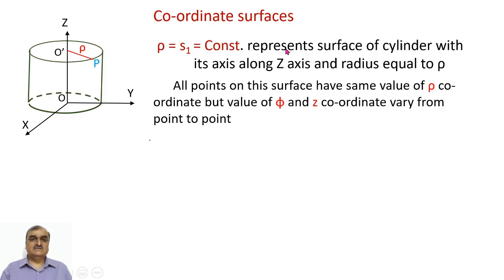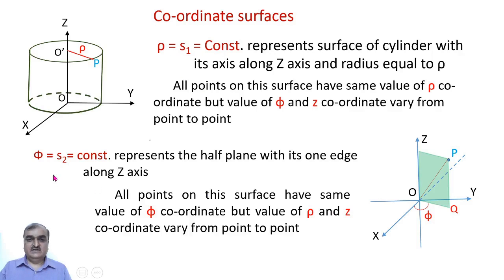Therefore, rho constant represents the surface of a cylinder with its axis along the z axis, and the radius of the cylinder is rho. The radius of the cylinder is the distance of point P from the z axis. All points on this surface have the same value of the rho coordinate, but the values of phi and z vary from point to point. That is, if we connect all points which are at a distance rho from the z axis, then we get a cylindrical surface, and that is the rho constant surface. This is the first coordinate surface, rho.